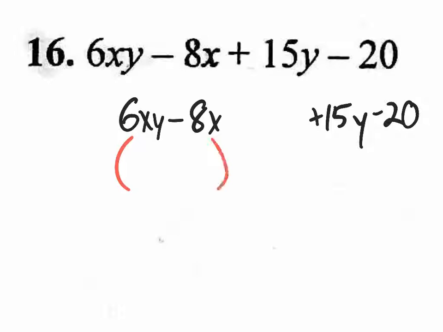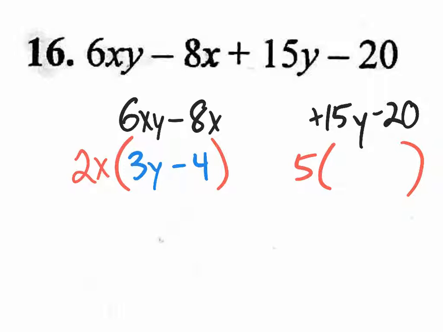In your first group, what could you pull out? A 2, and not only a 2, but what else could you pull out? An x. So what's going to be left on the inside? 3y minus 4. Okay. So on the second group, what could I pull out? A 5. So if you pull out a 5, you're also going to have a 3y minus 4.